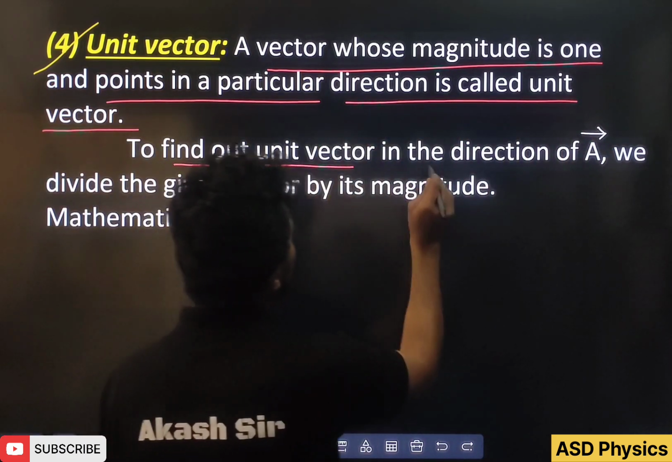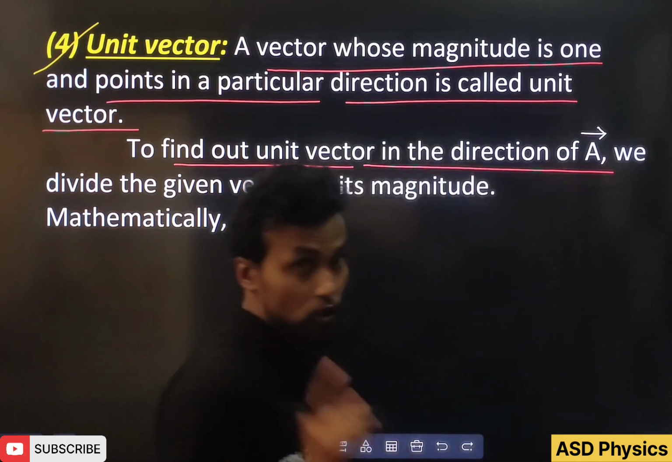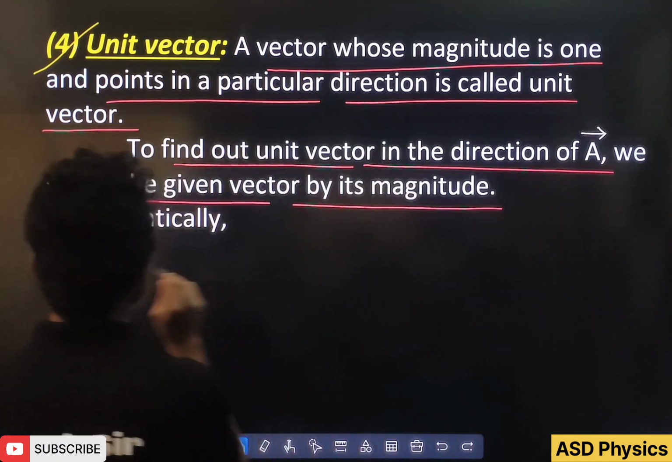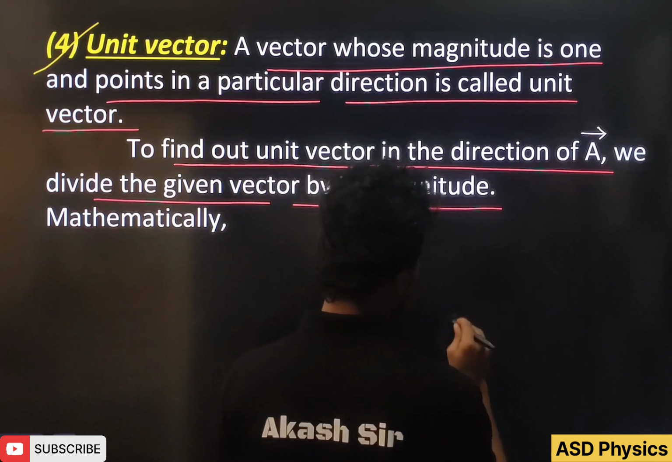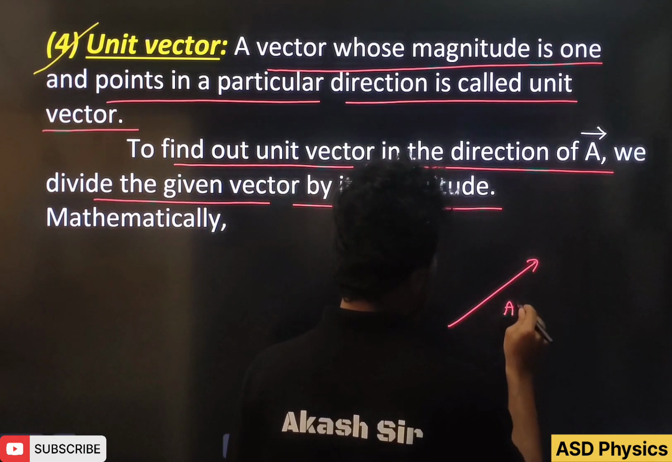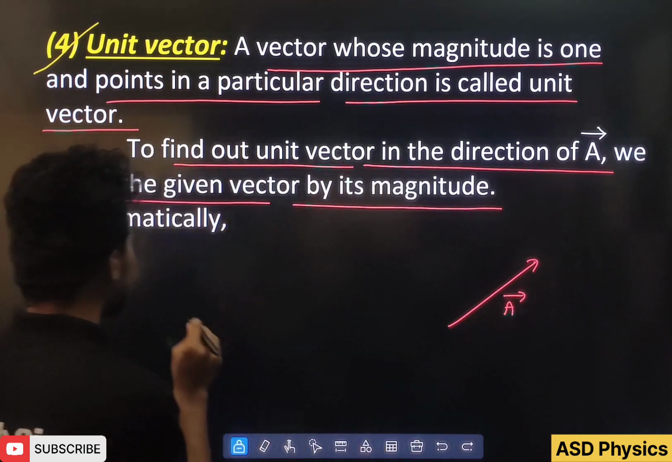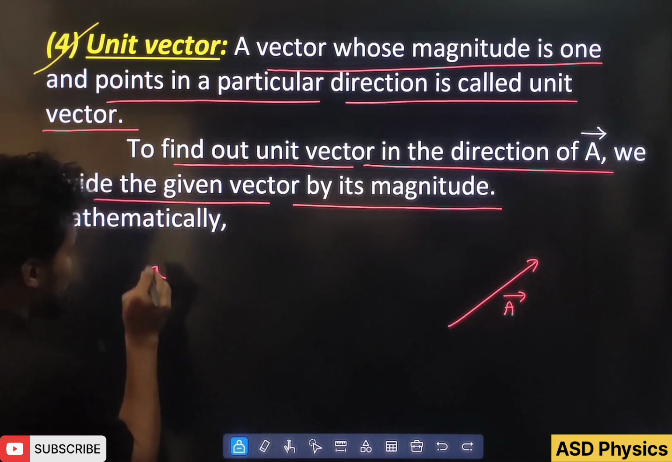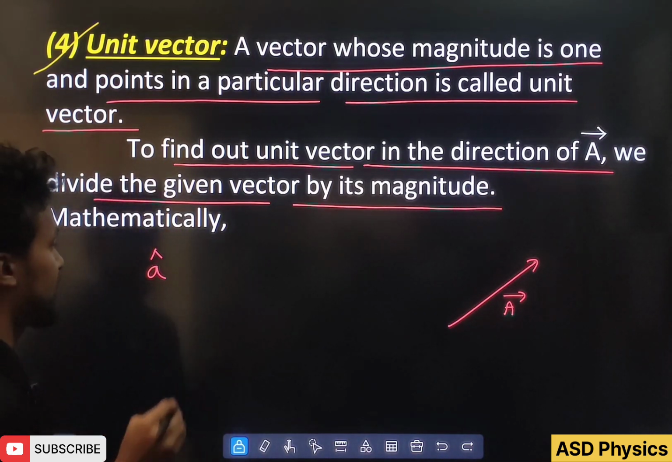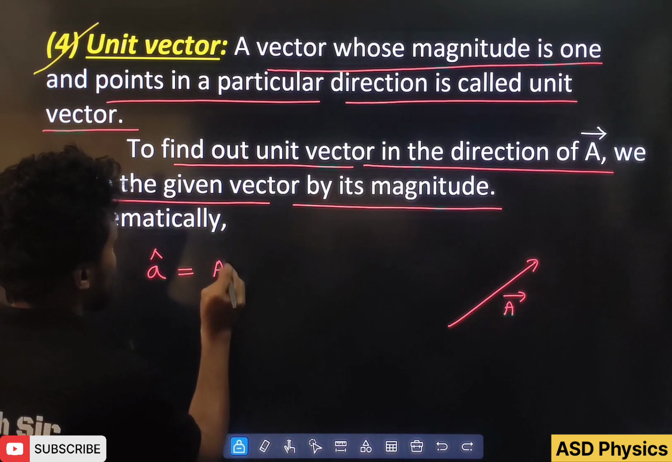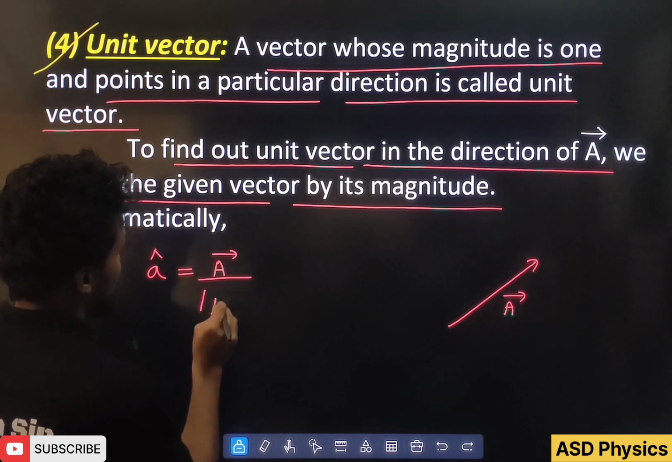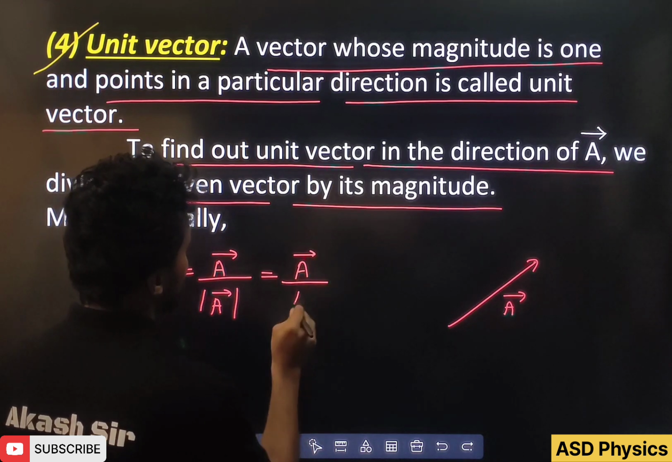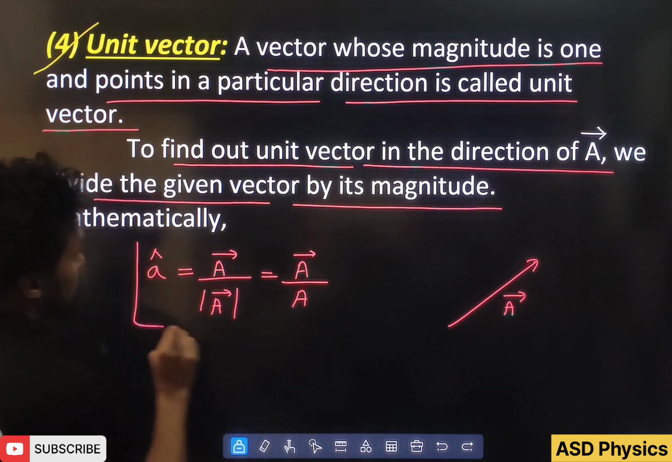Now, to find the unit vector in the direction of vector A, we divide the given vector by its magnitude. Let's take this vector A, and we want the unit vector in this direction. We write A cap, or A hat, equal to vector A by magnitude mod A, or if you wish, you can also write vector A by A.